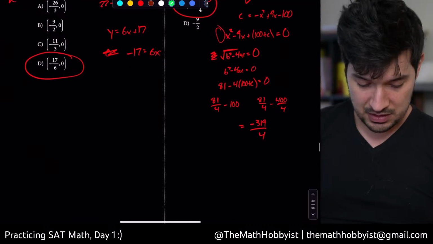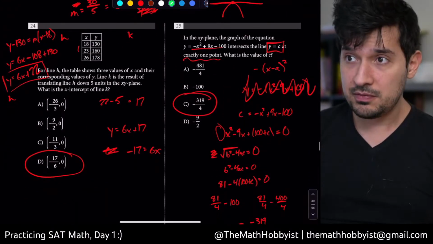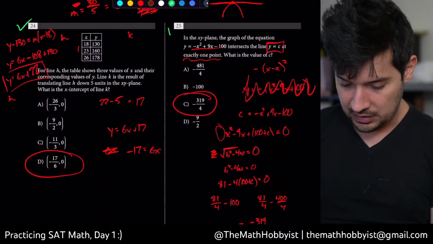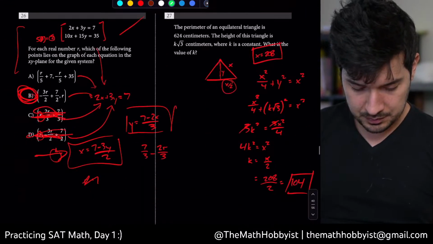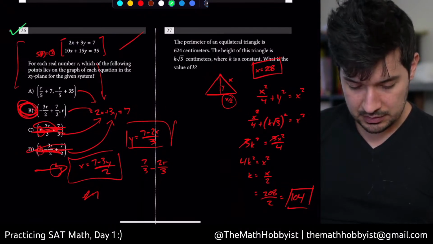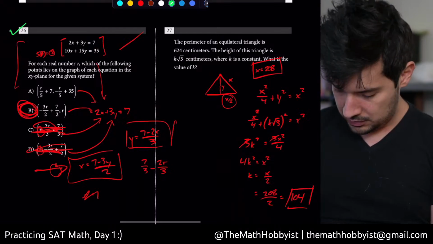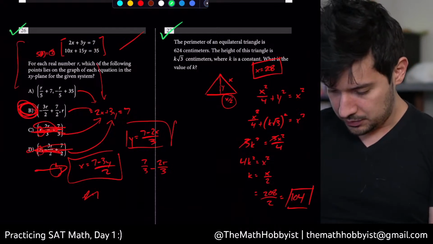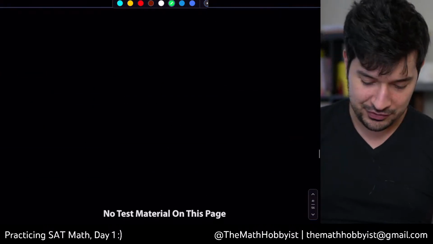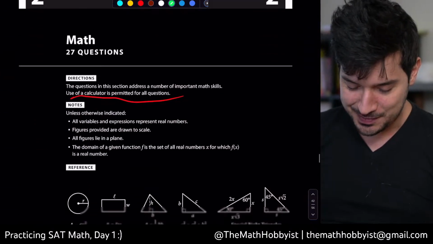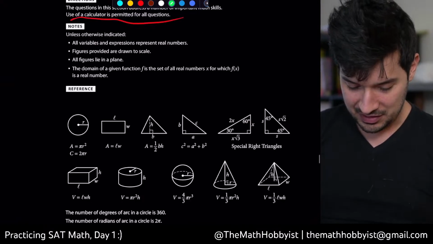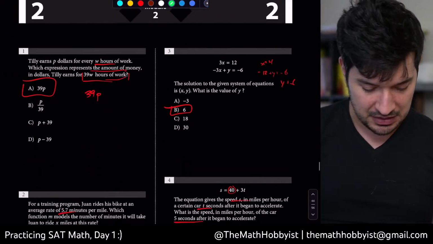23, we got that one. 24, D. 25, C. 26, B. 27, 104, yup. Ha! Perfect score on that section, on Module 1. What about Module 2? I don't know what the difference is, honestly. It felt like the same difficulty.